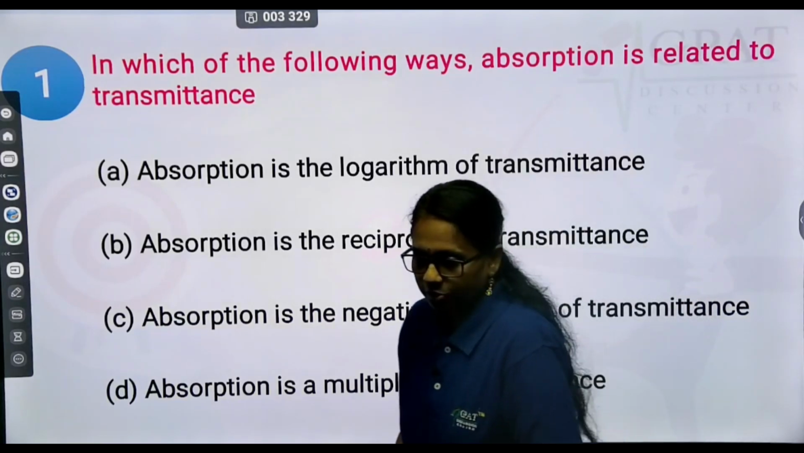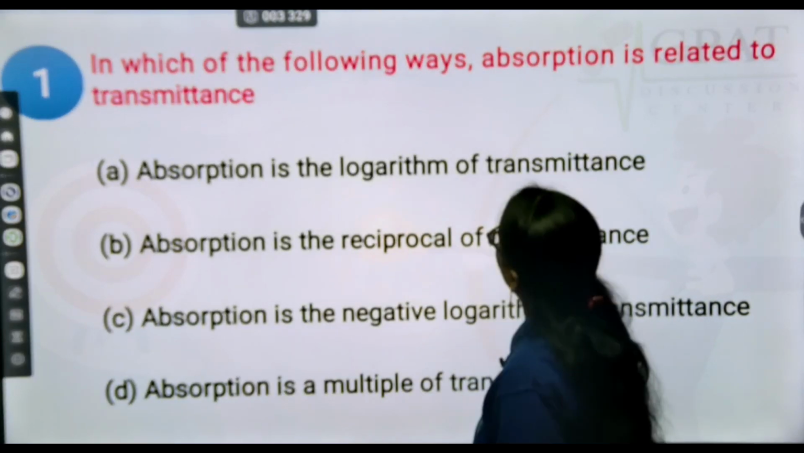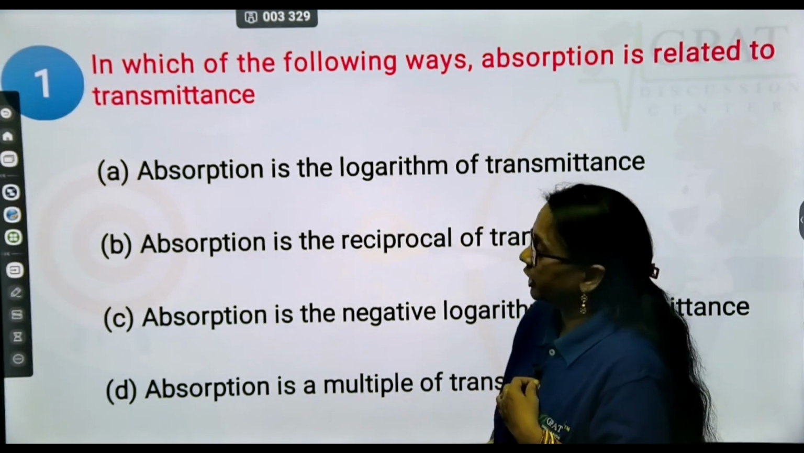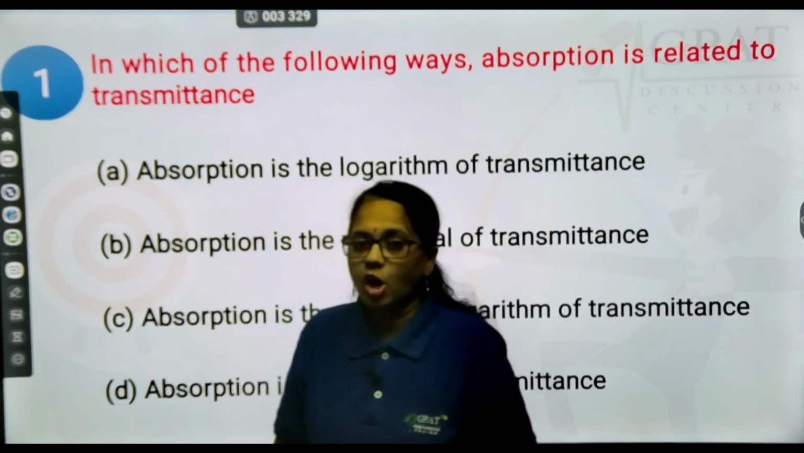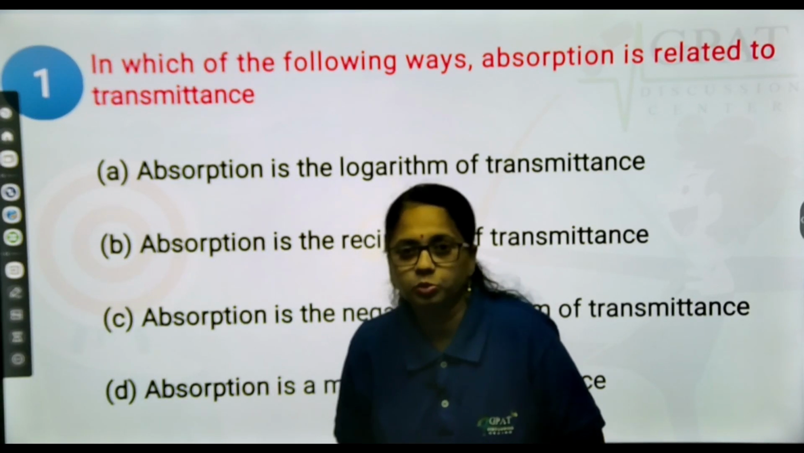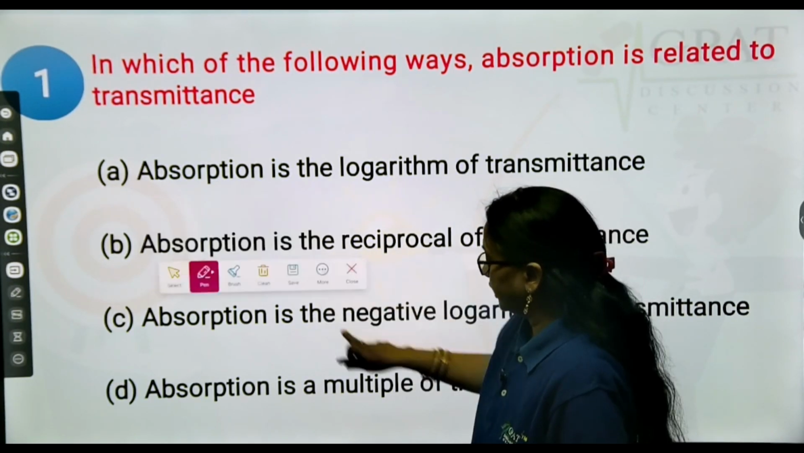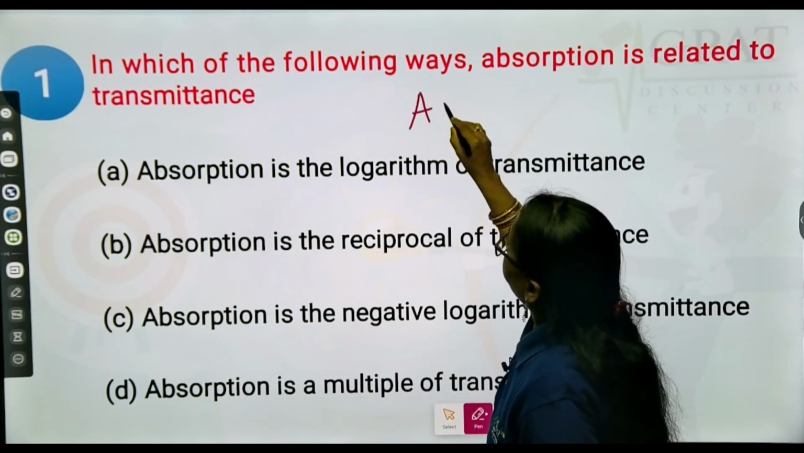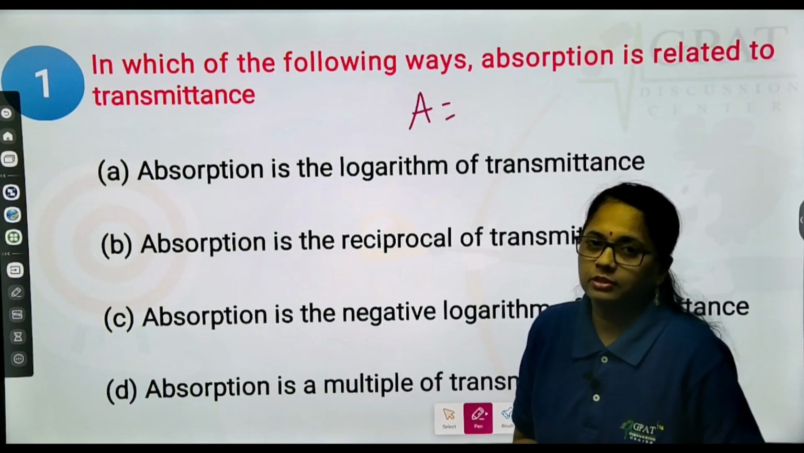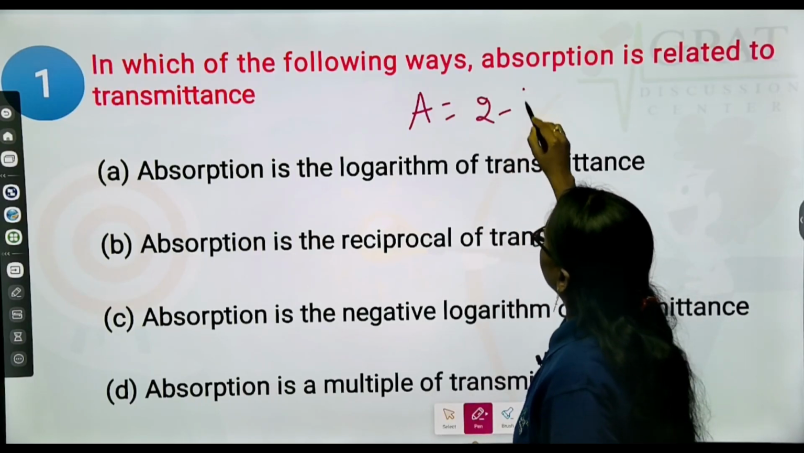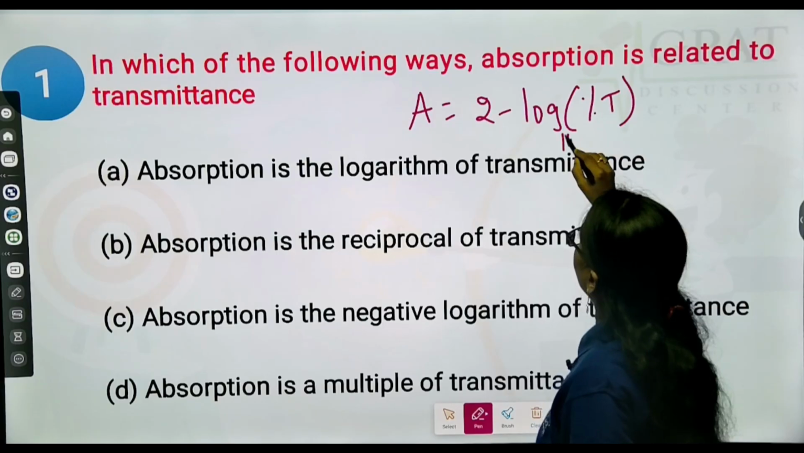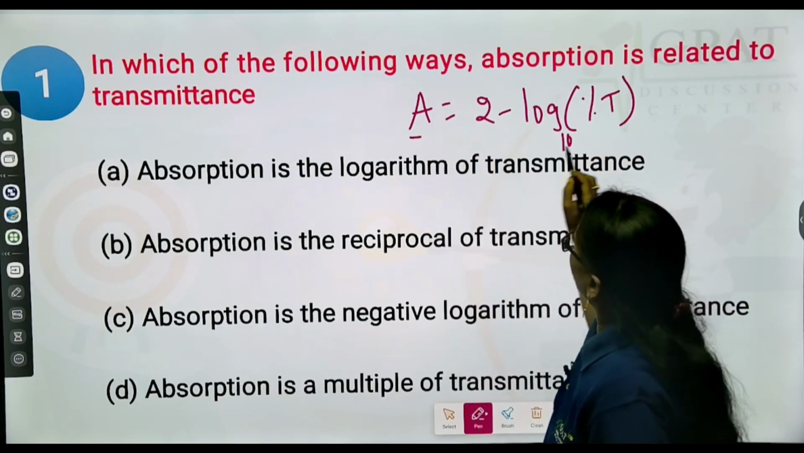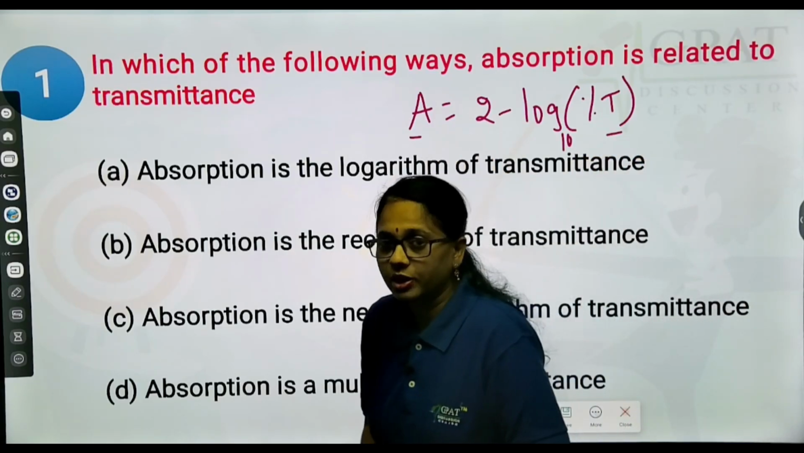The first question in today's session is: in which of the following ways is absorption related to transmittance? So how are absorption and transmittance interrelated? We know that absorbance is something we get from the spectrophotometer. That is nothing but the formula: absorbance equals log of percentage T to the base 10. In this way, absorbance and transmittance are interrelated.